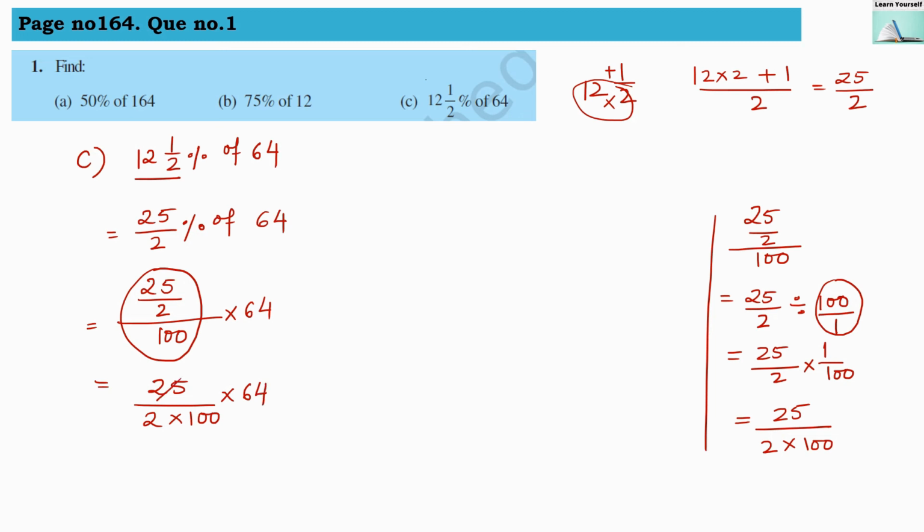So 25 fours are 100, and we got here 64 divided by 8. Now 8 8s are 64. So we got here 8 as an answer. That is, 12 1 by 2 percentage of 64 is 8.